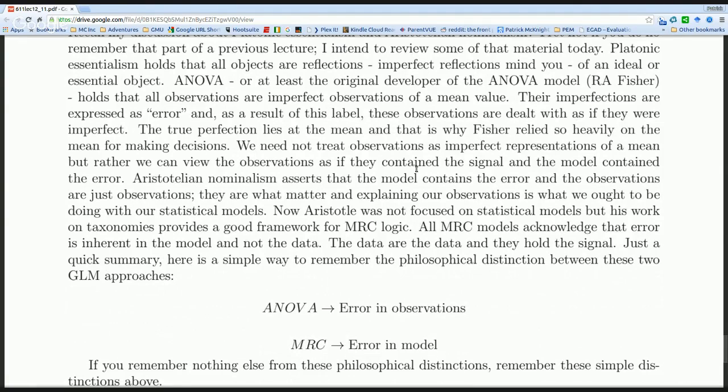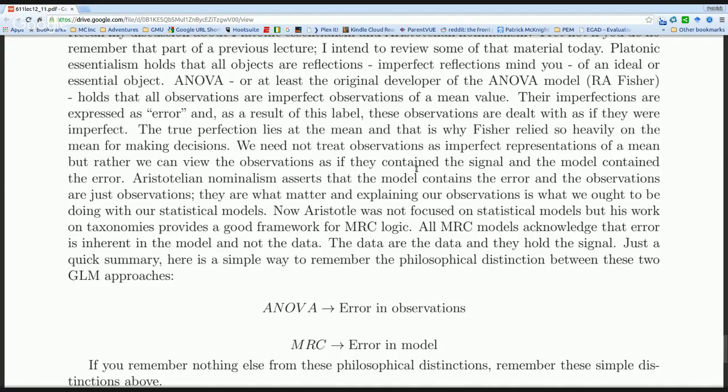Contrast that with Aristotelian nominalism that's more akin to the application of MRC, where individuals may have been assigned to a group, but their deviation within the group is important and interesting and useful. And so what we label that as residual. That's where our model breaks down.